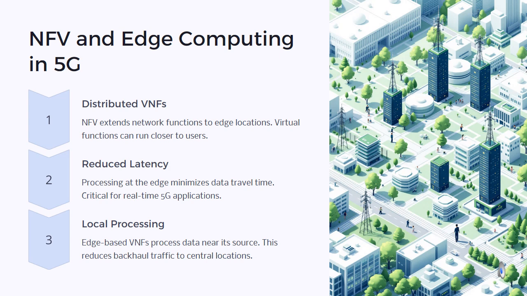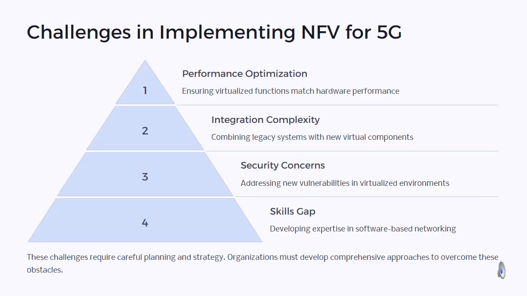Think of edge computing as setting up small Wi-Fi routers in different rooms of a large house. Instead of all devices relying on a single router far away, local routers provide faster connections right where they are needed. With NFV, edge-based virtual functions improve response times, reduce congestion, and optimize bandwidth usage. While NFV offers many advantages, it also comes with challenges that organizations must address.